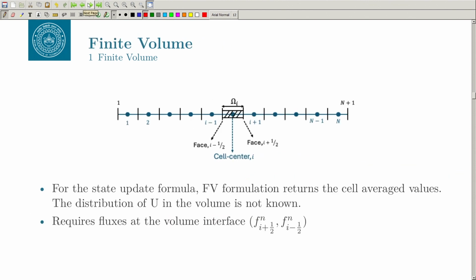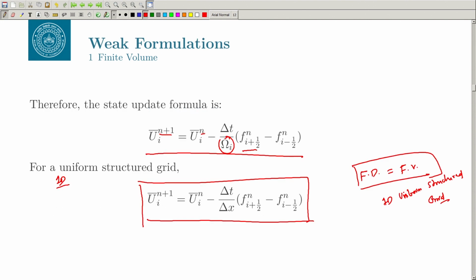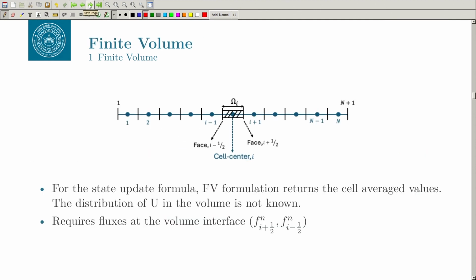Now, what are the things that are remaining? So, we have defined our state update problem very well, but what remains? One thing is that you want to calculate the f I plus half and f I minus half, right. So, basically what is the value of the flux here and here. You are using the cell average value which is u I here, but you want to calculate the fluxes at the interfaces. So, what are the considerations? What are the requirements that you have to impose to calculate those fluxes?